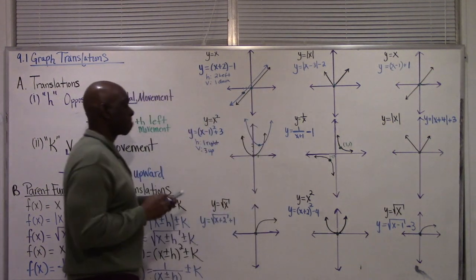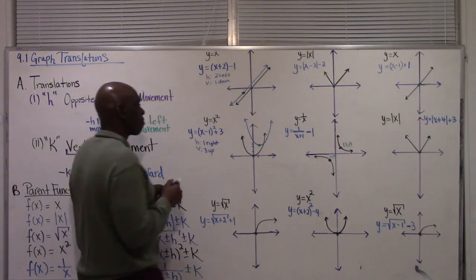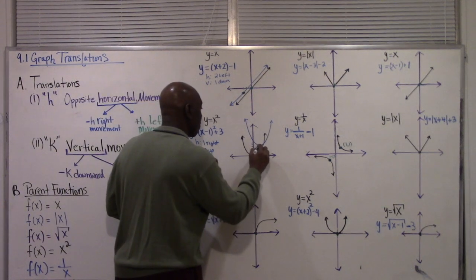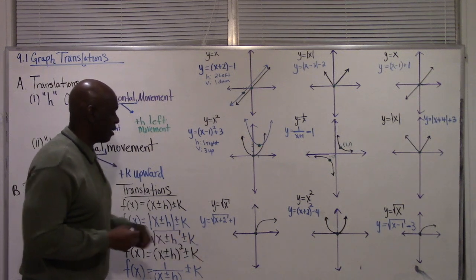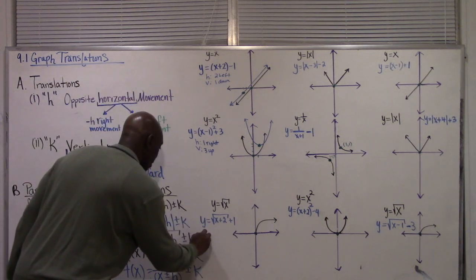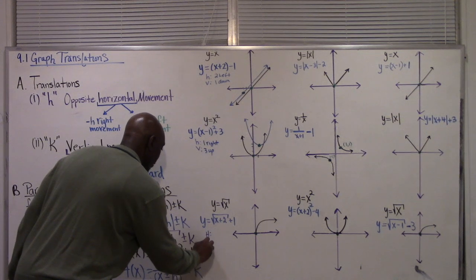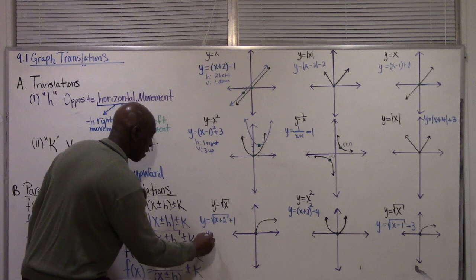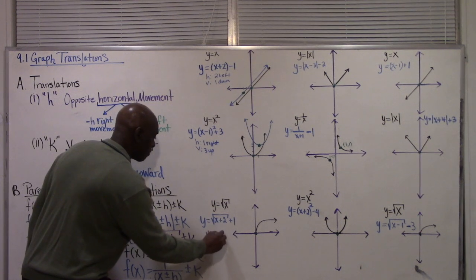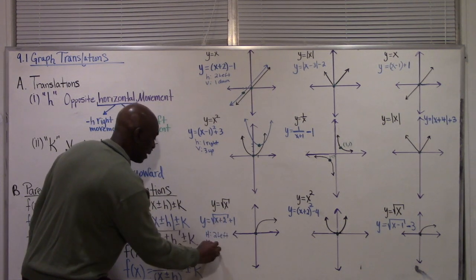And that's it. That's going to do it. How about right here? What's the horizontal? What's the vertical? That says 2 to the left. 2 left. And then 1 up.